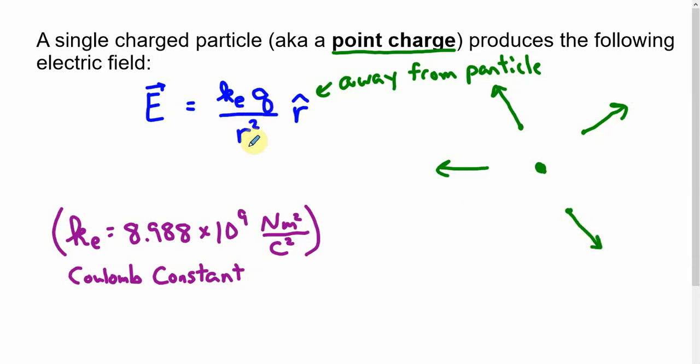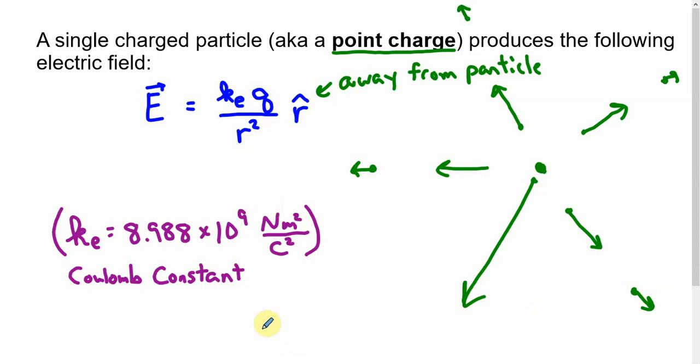Now, notice the divided by r squared. This is an inverse square law, just like gravity was. So the bigger r is, the smaller this will be. So if I go out further, it'll still point away, but it'll be considerably shorter. If you're really close, it'll be a really big electric field. Okay, so that's the idea. And that was exactly like gravity.